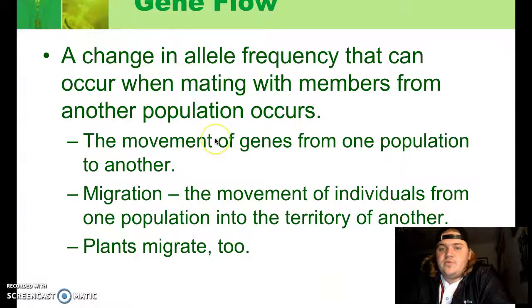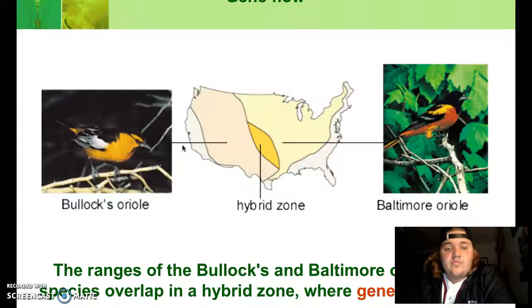Gene flow is a change in allele frequency that can occur when mating with members from another population occurs. It's the movement of genes from one population to another. Migration is the movement of individuals from one population to the territory of another. And plants migrate too, which I learned. For gene flow, the ranges of the Bullock's and the Baltimore Orioles, the species overlap in a hybrid zone. That's where the gene flow between the two occurs, which is right here in the Midwest area, because the Baltimore Oriole is more eastward and the Bullock's is more out west.